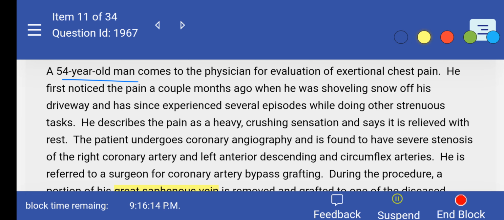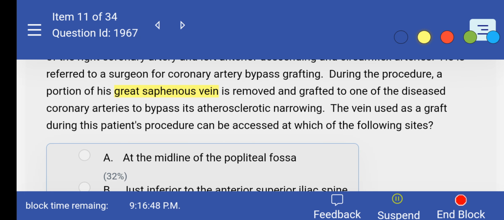He describes the pain as a heavy, crushing sensation and says it is relieved with rest. The patient undergoes coronary angiography and is found to have severe stenosis of the right coronary artery and the left anterior descending and circumflex arteries. Remember, they are talking about more arteries, more in number: right coronary artery, LAD, and circumflex artery. He is referred to a surgeon for coronary artery bypass grafting. During the procedure, a portion of his great saphenous vein is removed and grafted to one of the diseased coronary arteries to bypass its atherosclerotic narrowing. The vein used as a graft during this patient's procedure can be assessed at which of the following sites?